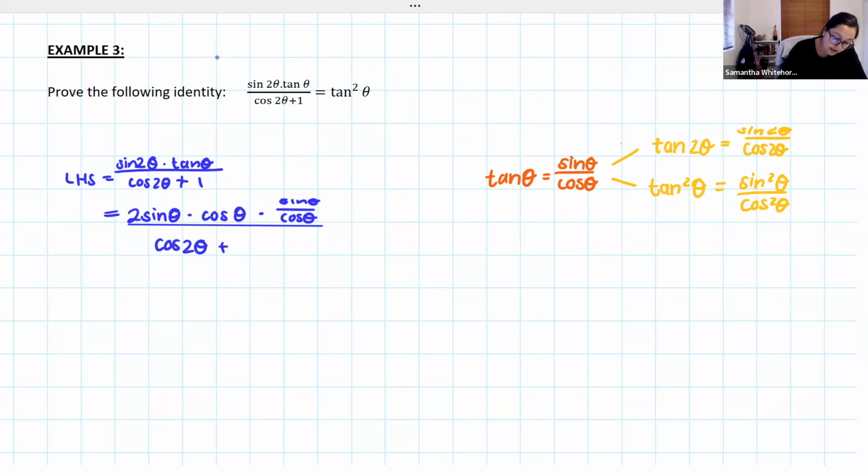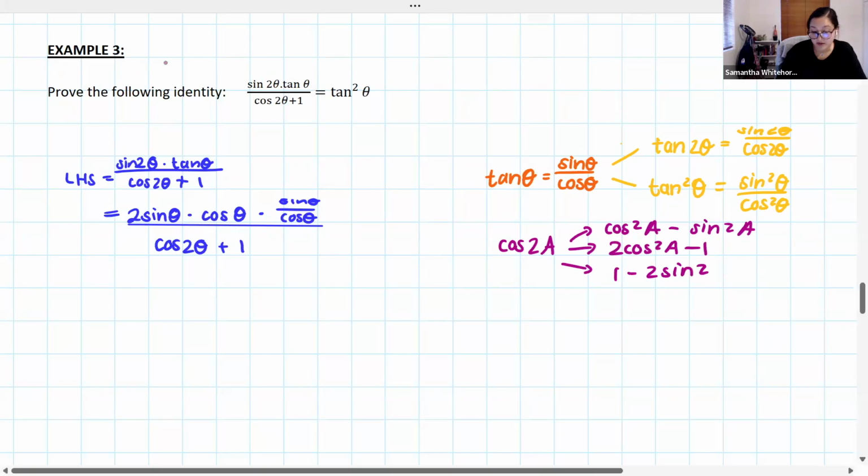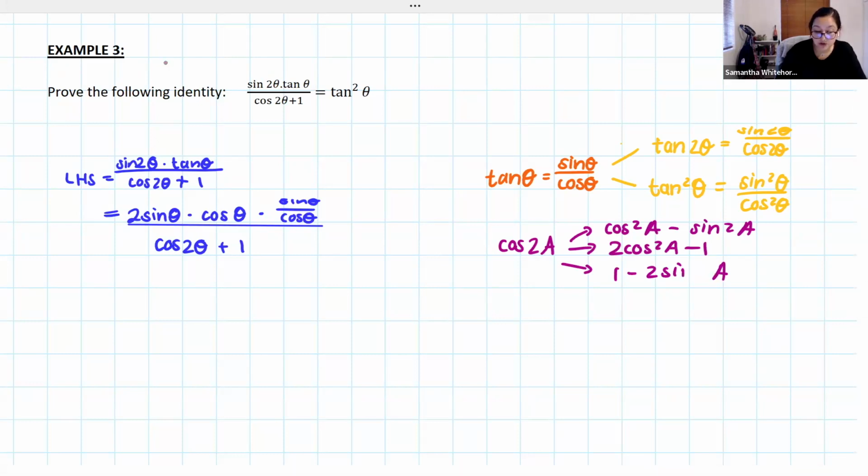Now, the reason I'm going to leave my denominator is because, remember, cos of a double angle has 3 options. We've got cos squared A minus sine squared A, not to be confused with your square or Pythagorean identity. We've got 2 cos squared A minus 1, and we've got 1 minus 2 sine squared A. Okay, so those are the 3 forms, or the 3 formulas that go with your cos double angle. We are going to need to decide which one we're going to work with.